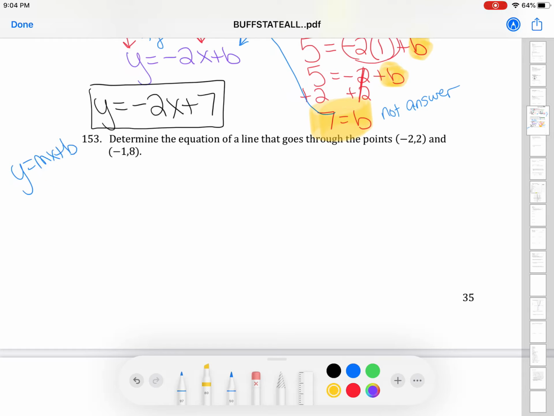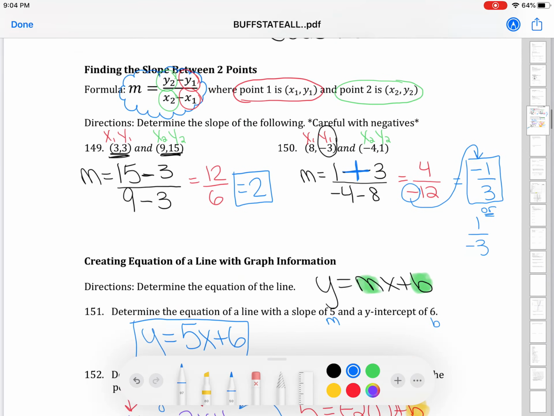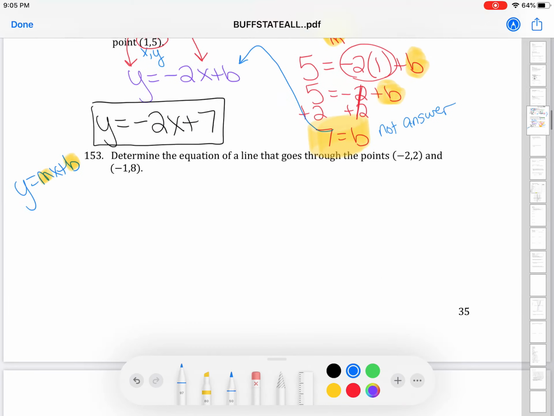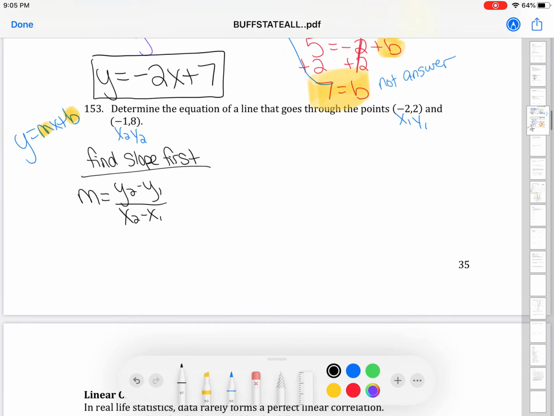Okay, remember the two things you need when you have y equals mx plus b. To have a complete equation, you need m and you need b. This one gave you neither of those. It gave you 2 points. But let's go back to the top. You can find slope with 2 points by using this formula. Okay, so to use the formula, I need an x1, y1, x2, y2 in my formula. So I'm going to find slope first, using m equals y2 minus y1 over x2 minus x1.